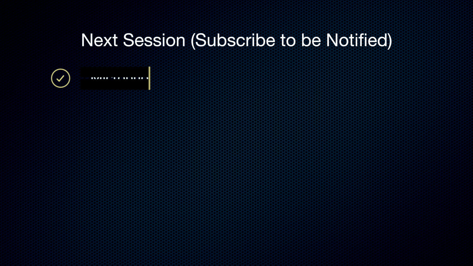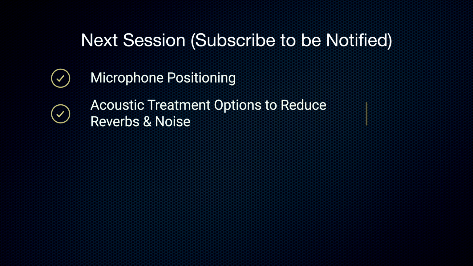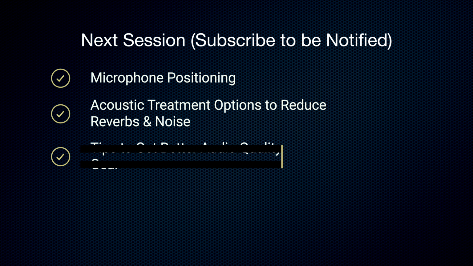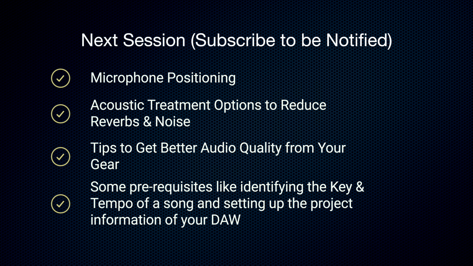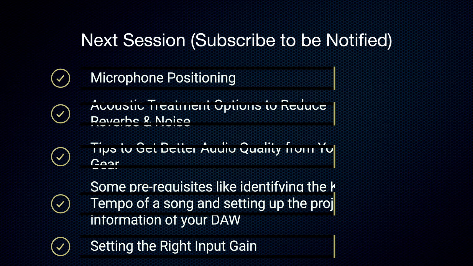In my next video, we will talk about some tips on microphone positioning, acoustic treatments and how to reduce the noise and reverb in the room. We will also look at increasing the overall quality of the recordings. We will also look at some prerequisites like identifying the key of a song and the tempo information, and we will look at how to put these settings into the DAW. This will help you and your audio engineer understand and process your tracks better and faster. Then we will look at setting the correct input gain, or what we call gain staging, for your microphone.